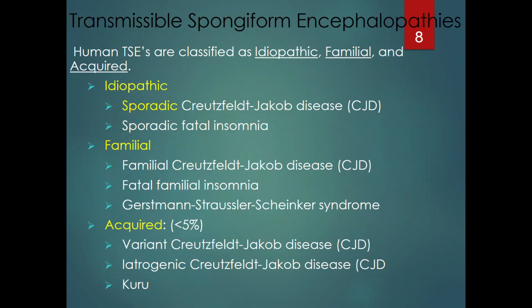Human transmissible spongiform encephalopathies, or TSEs, are classified into three categories: idiopathic, familial, and acquired. Idiopathic TSEs include sporadic Creutzfeldt-Jakob disease and sporadic fatal insomnia. Familial TSEs include familial CJD, fatal familial insomnia, and Creutzfeldt-Straussler-Scheinker syndrome. Acquired TSEs account for less than 5% of all TSEs and include variant CJD, iatrogenic Creutzfeldt-Jakob disease, and kuru.